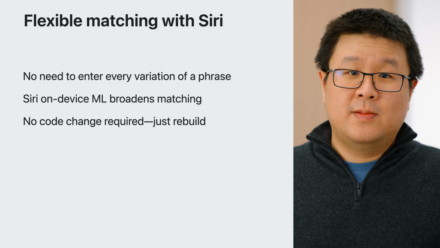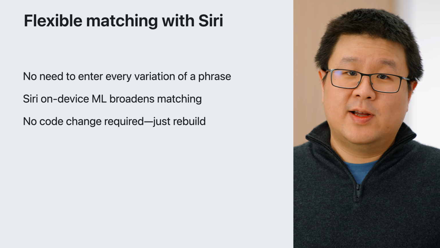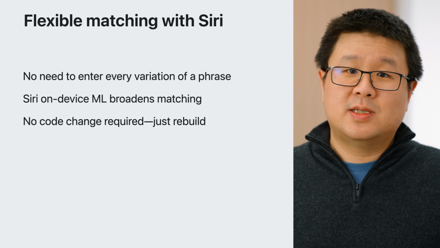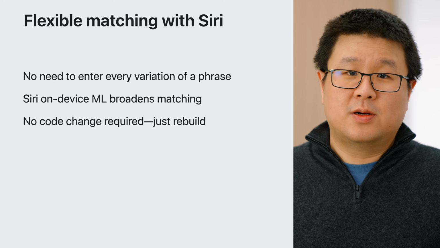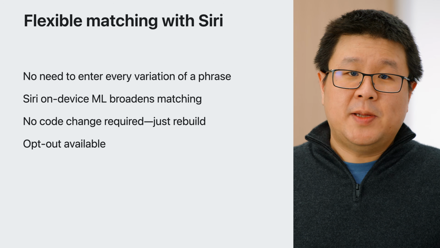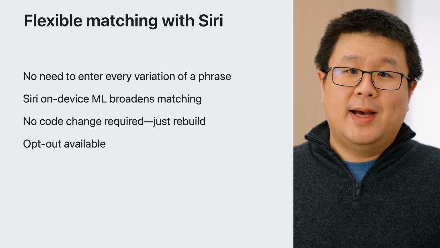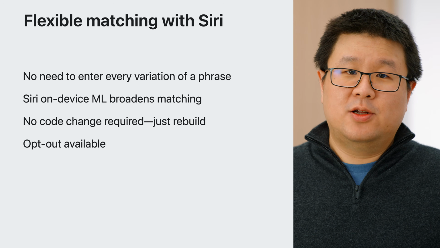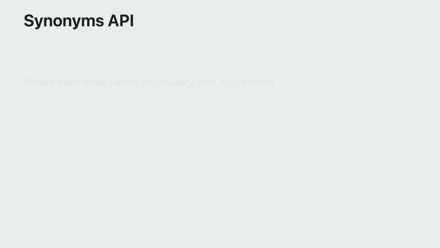And most importantly, there are no code changes required to get flexible matching. Simply rebuild your app with Xcode 15, and phrases similar to the ones you already have will just work. If you're not yet ready to adopt flexible matching, you can opt out by disabling the enable App Shortcuts Flexible Matching build setting, and revert to having exact match only on your App Shortcuts phrases.